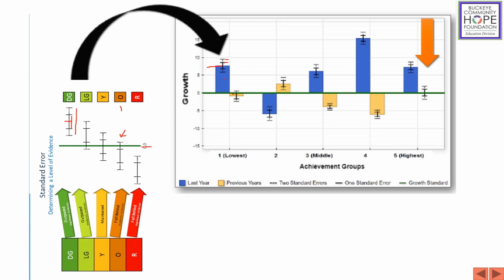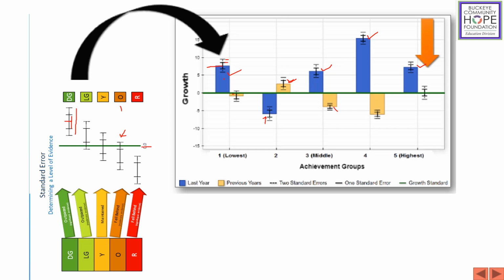The low medium group, this group right here, both lines, one standard error and two standard errors, fall well below the growth standard of zero, and so that's dark red. And then the opposite for the multi-year group here, with both lines above, would make this a dark green. So I have a dark green here, and a dark green would have been in this area. And I also would have a dark green here, and here, and here.